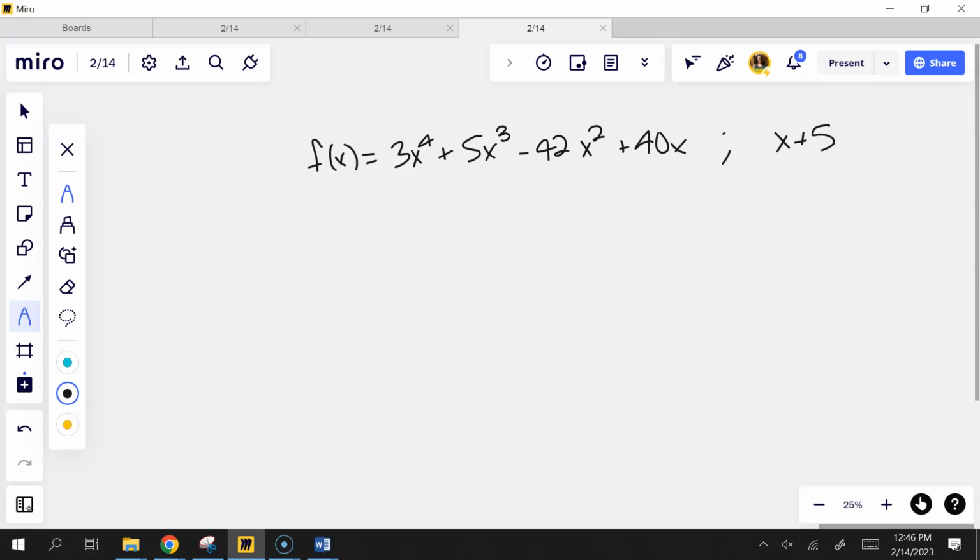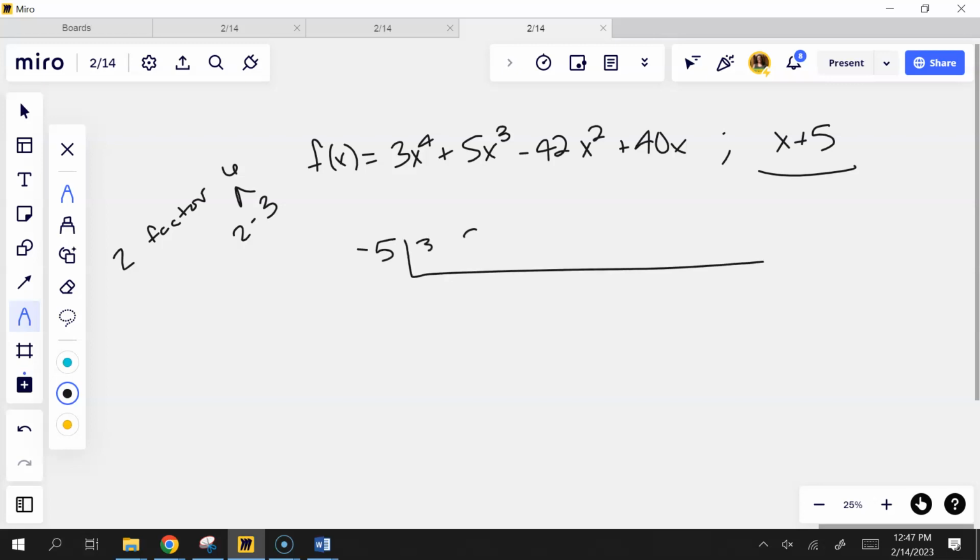So if you're given a factor, if I divide by that factor, think about the way factors and division work. If I said that 2 is a factor of 6, then 3 is also a factor, and I could rewrite 6 as 2 times whatever I got when I divided, which was 2 times 3. I'm going to use that same thought process. If I divide by x plus 5: 3, 5, negative 42, 40, 0. 3, negative 15, negative 10, 15. I'm running through this kind of quick.